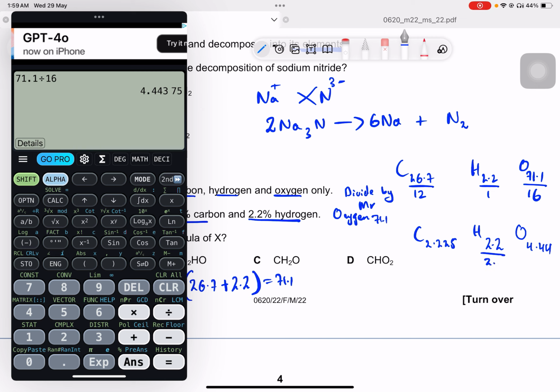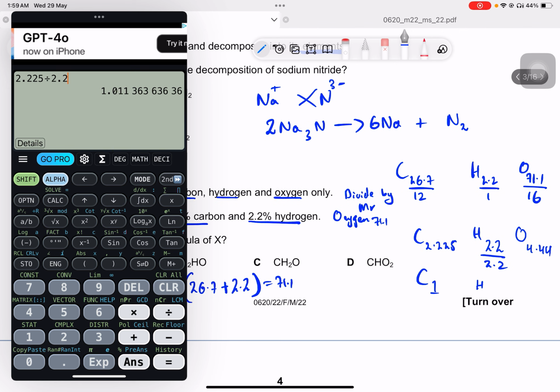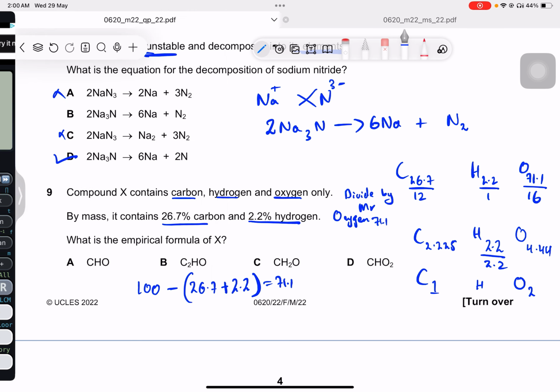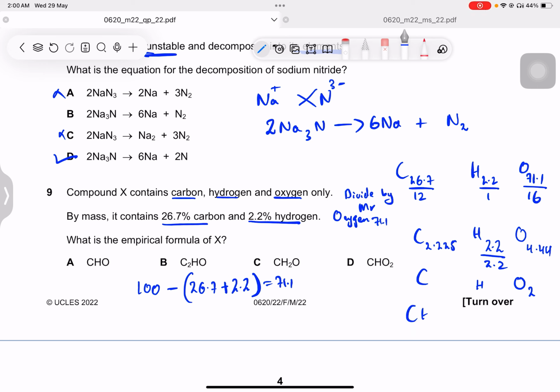If we divide this by 2.2, it will give us 1. And if we divide this by 2.2, this is also 1. And if we divide oxygen by 2.2, I guess this will be 2. Yes. So CHO2 is the correct answer. Option D. So option D is correct.